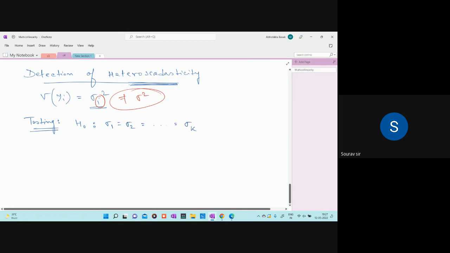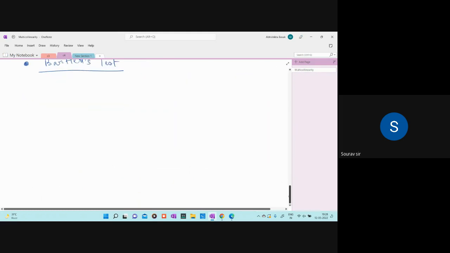Assuming that there are k independent responses y1, y2, ..., yk like the array type data, this is what we are testing. We are testing for homogeneity. One of the main tests here is Bartlett's test. I told you the name. Can you tell me the details of Bartlett's test?